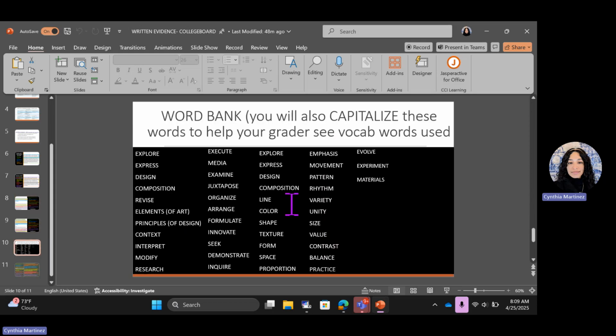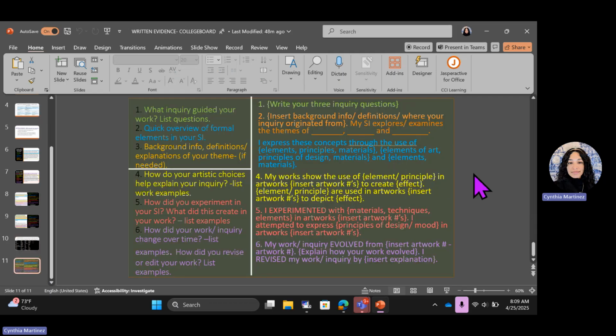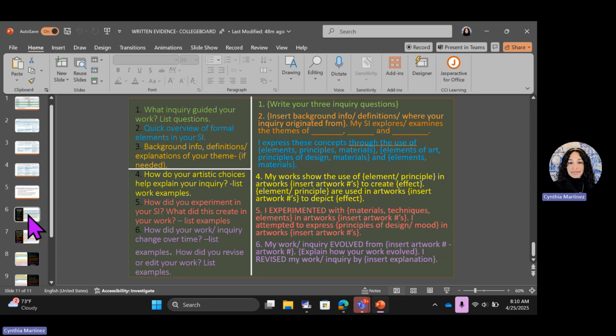This is going to show you the word bank. These are words you are encouraged to include in your writing. Just remember that if you use one of these words, you're going to capitalize it so your grader can see those vocab words and you can get more points. The last slide, the last page, is going to give you the sentence stems. If you really need them, they are found on the right side right here. All right, let's go back.